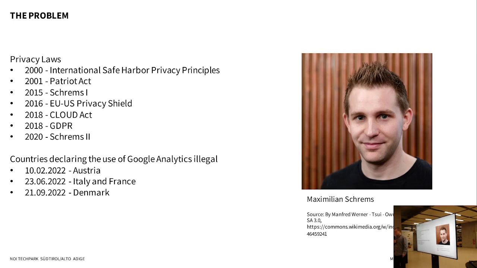On top of that, around February 2022, Austria, because Maximilian Schrems is Austrian, was the first country to declare Google Analytics illegal. Then the next countries were Italy and France in June, and Denmark in September. I think these are the only four countries at the moment, but I think many more will follow.